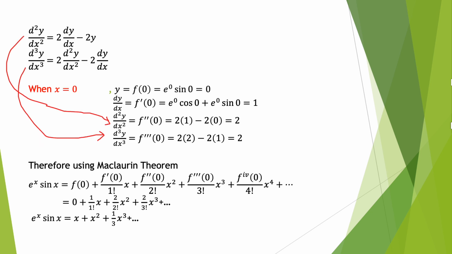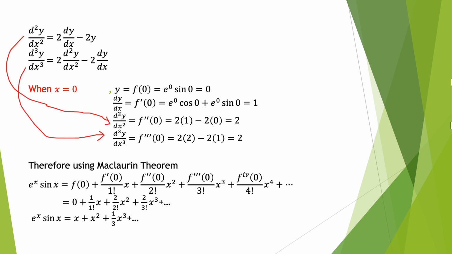We have shown that the second derivative d squared y over dx squared equals 2 dy over dx minus 2y. We'll repeat the process of differentiation with respect to x to obtain the third derivative, d cubed y over dx cubed equal to 2 d squared y over dx squared minus 2 dy over dx. We apply the Maclaurin theorem which is centred at x equal to 0. So we substitute x equal to 0 into every function we differentiated to obtain the first derivative, second derivative, and third derivative.